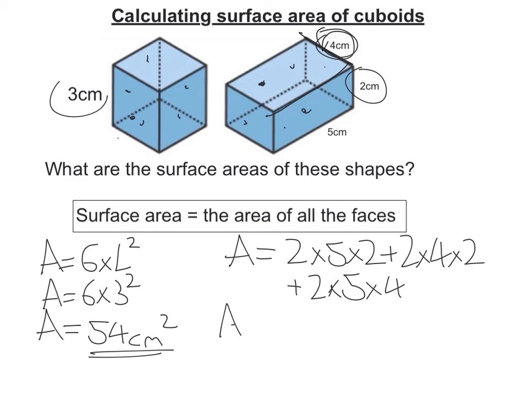Okay, let's do those sums there. So we're going to get 20 plus 16 plus 40. So add those all up, and I get 76 centimeters squared.